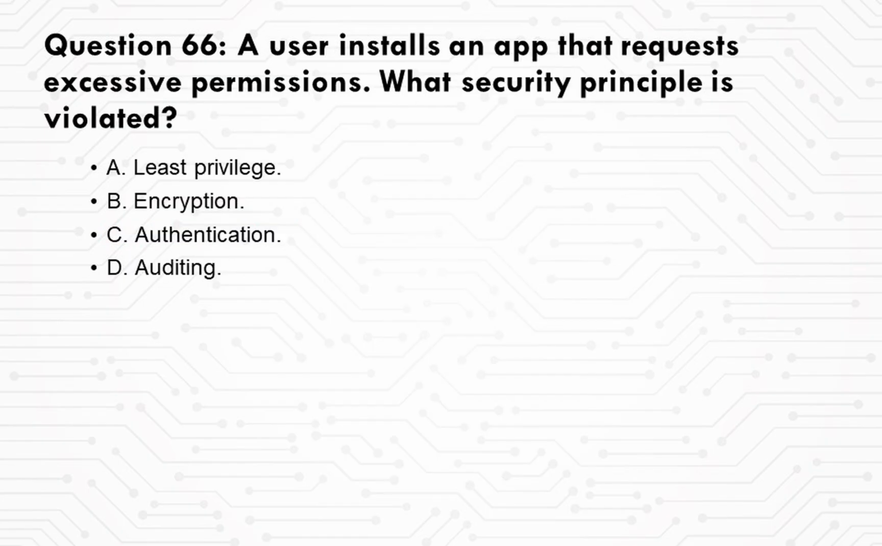Question 66. A user installs an app that requests excessive permissions. What security principle is violated? A. Least privilege. B. Encryption. C. Authentication. D. Auditing. Answer: A. Apps should only request necessary permissions.